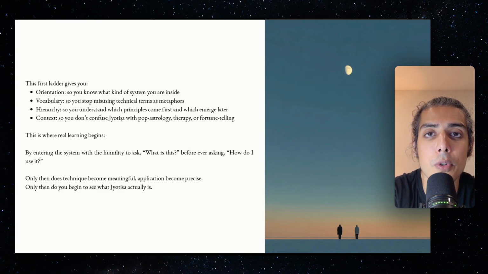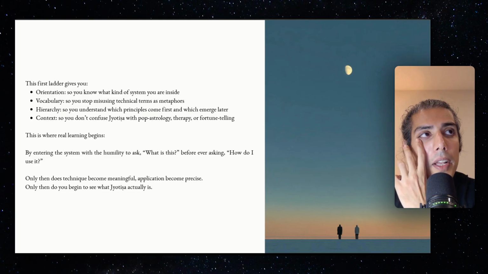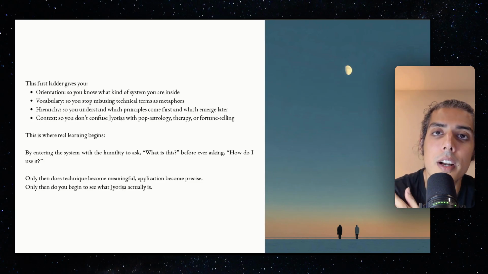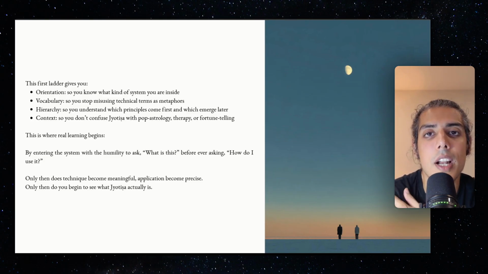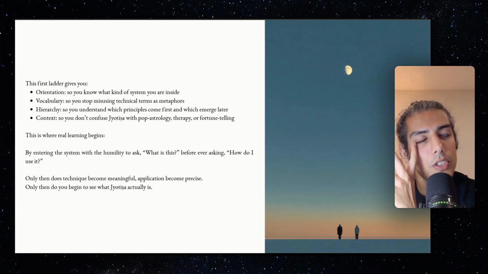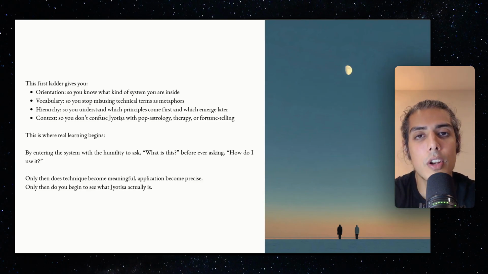What are we even trying to do here? Vocabulary. So, we stop misusing technical terms. We don't call a graha a planet. We call a graha a graha. We use the word Rashi. It's Rashi. It's not signs. It's not houses. It's bhava. Jyotish is Jyotish. It's not astrology. It is not Vedic astrology.